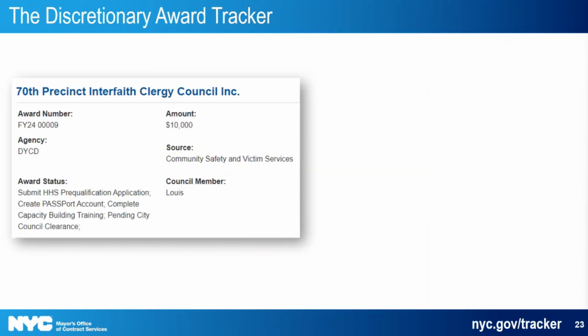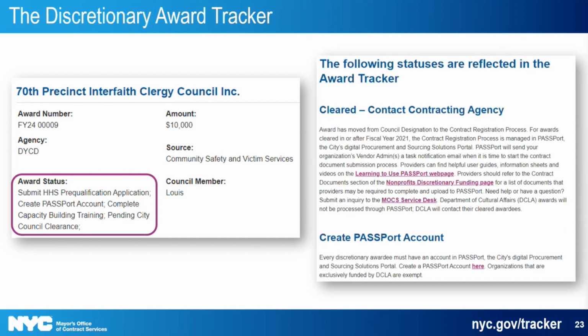After searching for your vendor, you will see their designated awards listed along with the status as shown here. If an award is cleared, the status will say cleared. Otherwise, it will list the outstanding requirements. For example, this provider needs to submit their HHS pre-qualification application, create a passport account, complete capacity building training, and is pending City Council clearance. Details and next steps for each outstanding requirement can be found further down on the page.